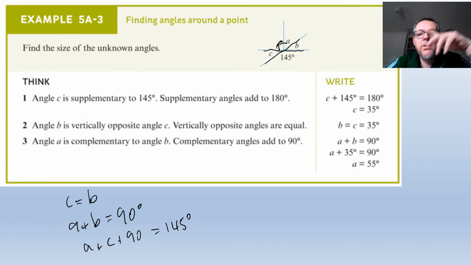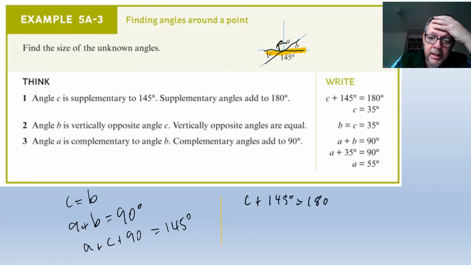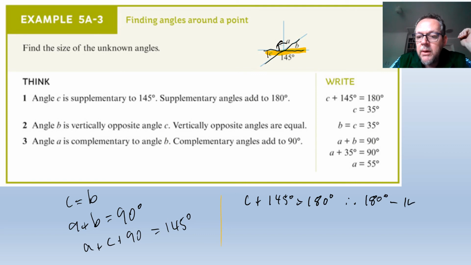And let's have a look at C first of all. We also notice that C and 145 degrees is on a straight line. So I think we might attack that one first. So let's have a look at C. We can see that's on a straight line. So to find the value of C, I know that C plus 145 degrees must equal 180 degrees. So therefore, 180 degrees take away 145 degrees must equal 35. And that's what C equals.